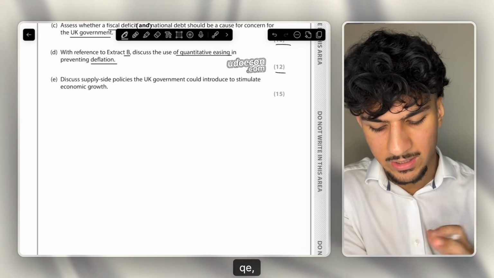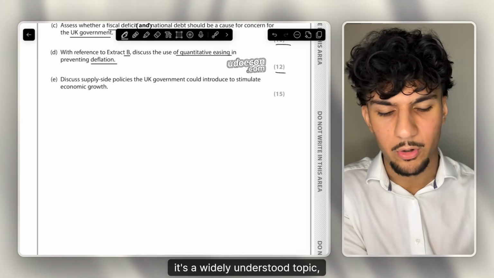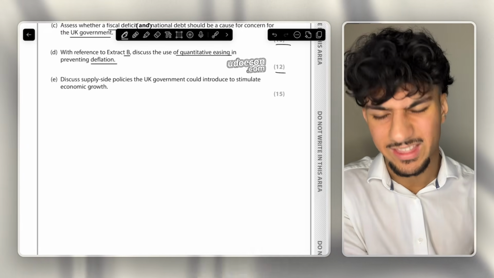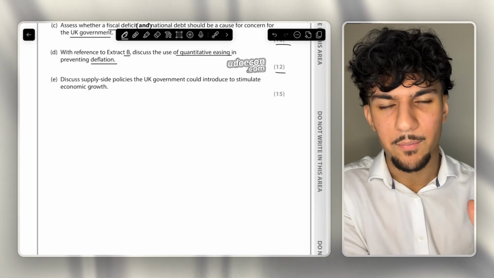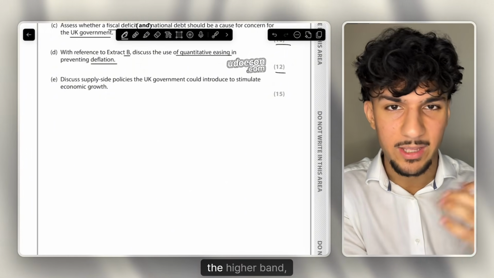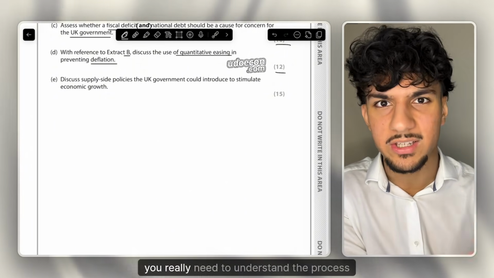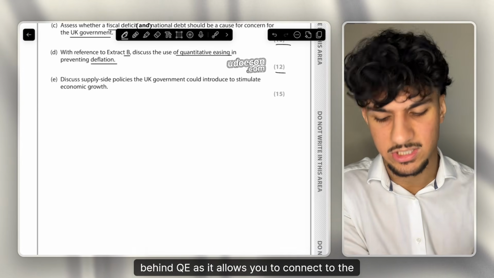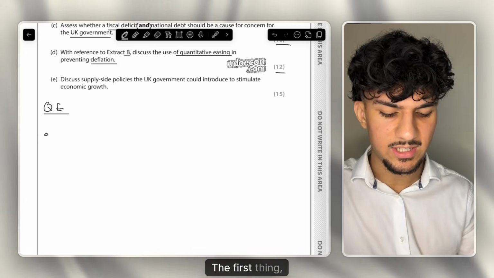Now, QE is a widely understood topic, but not understood well. A lot of students don't actually understand the process behind QE. They kind of know what QE is, but especially in a question like this, to pick up the higher band, the higher level marks, you really need to understand the process behind QE, as it allows you to connect the chain of analysis. So let's get started. The first thing, quantitative easing.